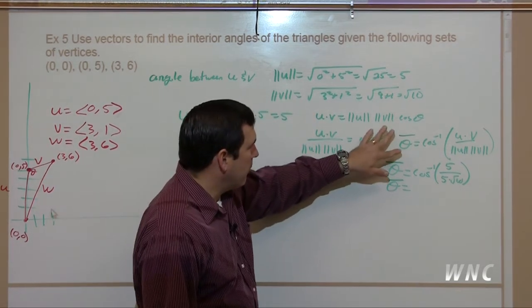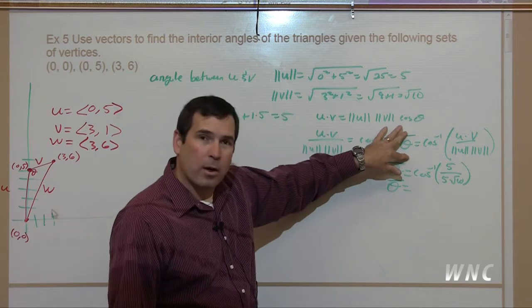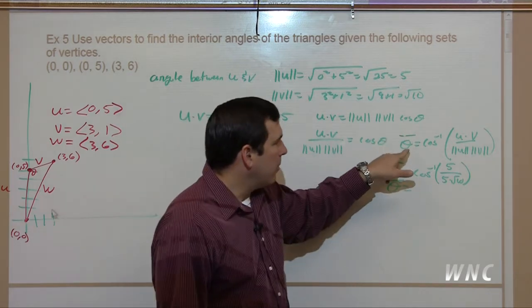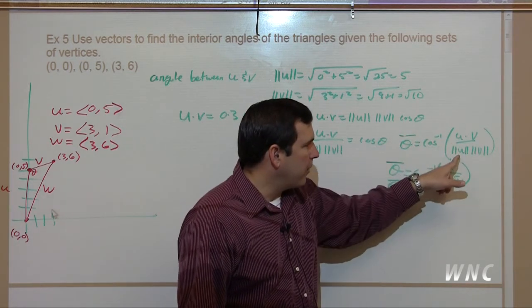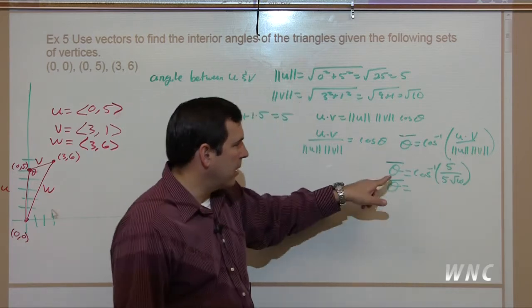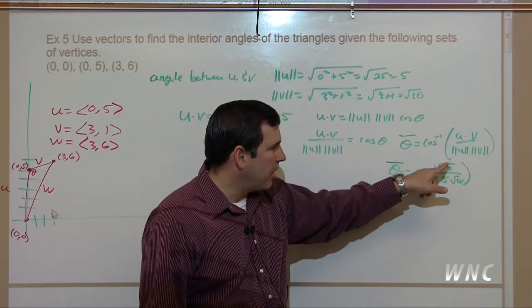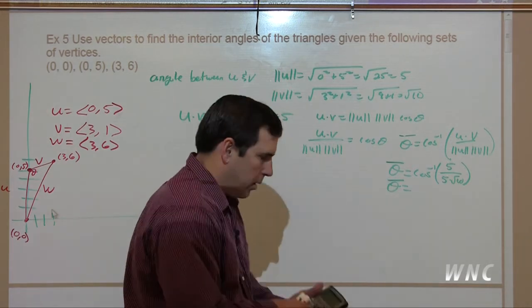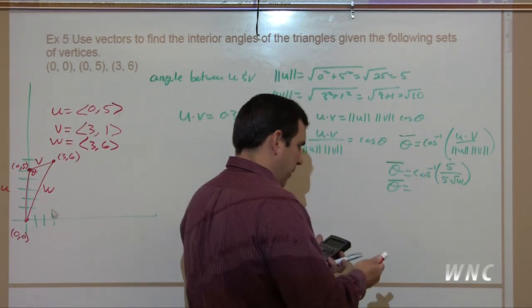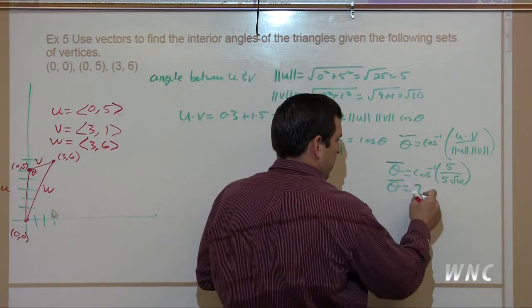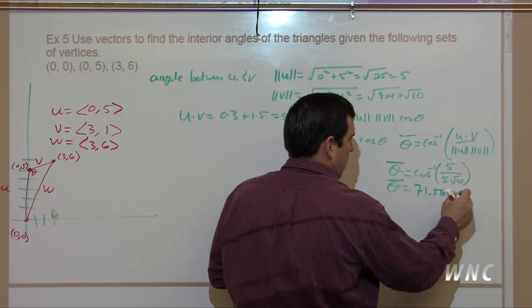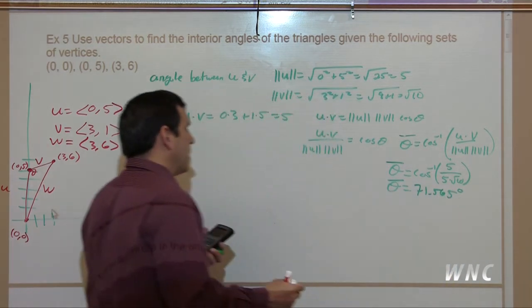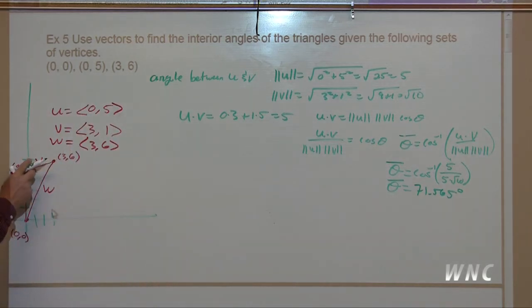Okay, so we'll call this theta bar because this is a reference angle. Theta bar is cosine inverse of u dot v over the magnitude of u times the magnitude of v. So theta bar is cosine inverse of 5 over 5 root 10. And this comes out to be 71.565. Now, I say that's reference because if you look over here, this is an obtuse angle. And that's an acute angle.